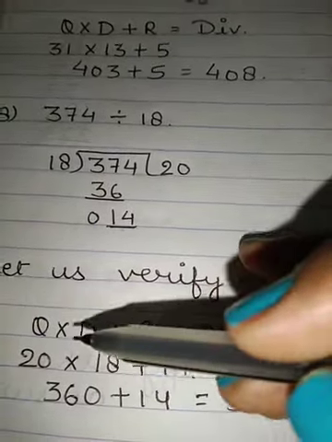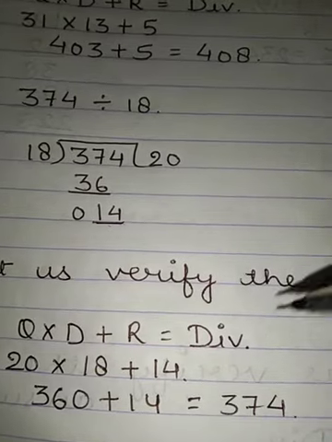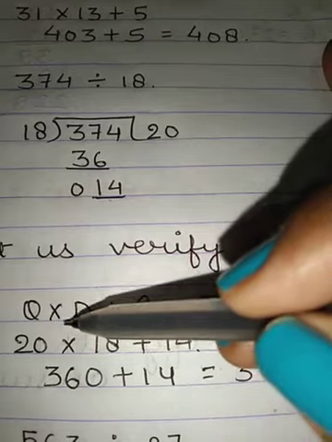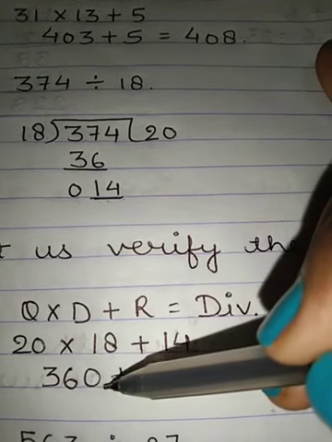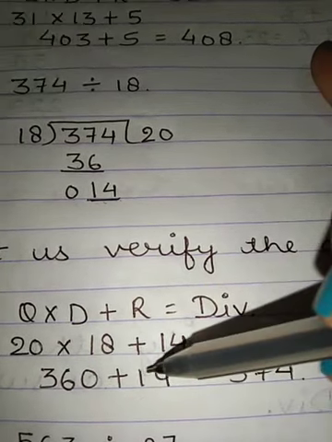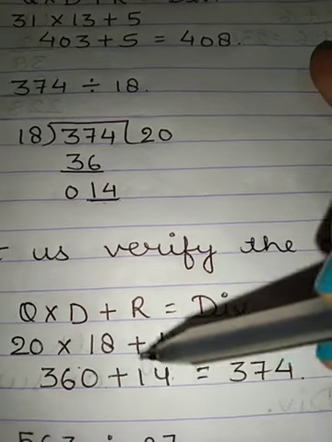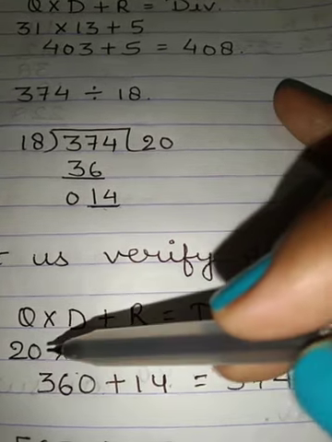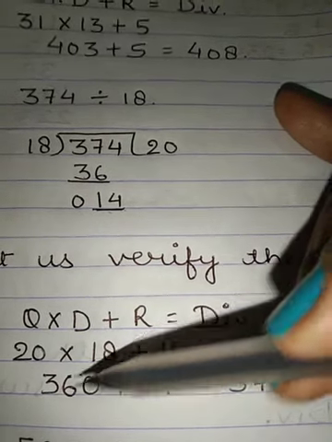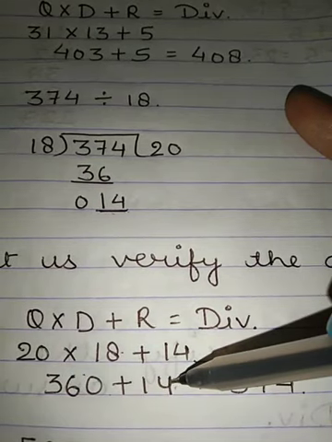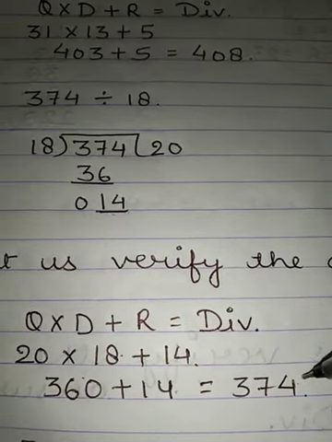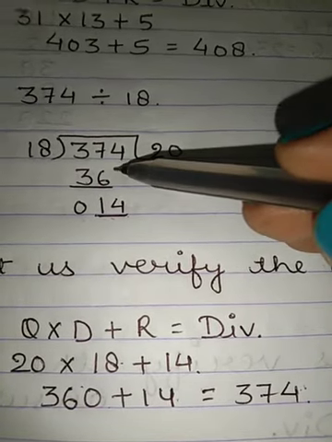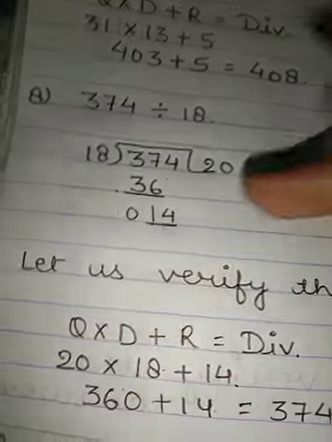Now let us verify the answer. We will write quotient multiply by divisor plus remainder is equal to dividend. 20 multiply by 18 plus 14. On multiplying 20 by 18 it will come 360 and we will add 14 to 360, it will come 374. Clear? And you can see 374 is same as the dividend given in question number 8.